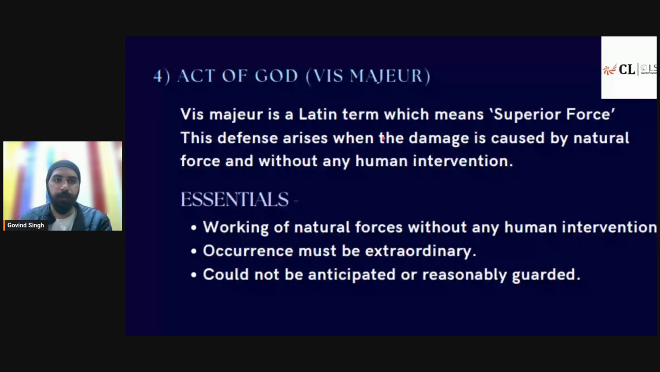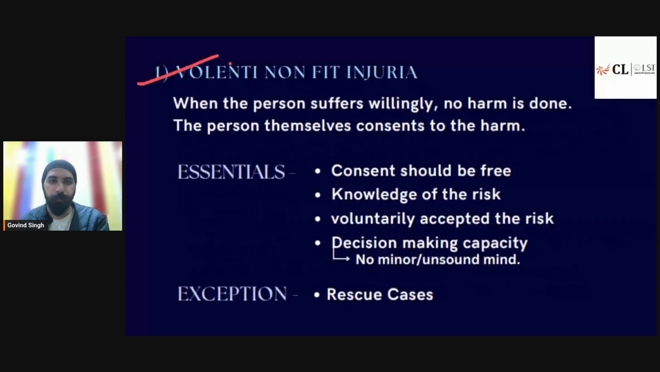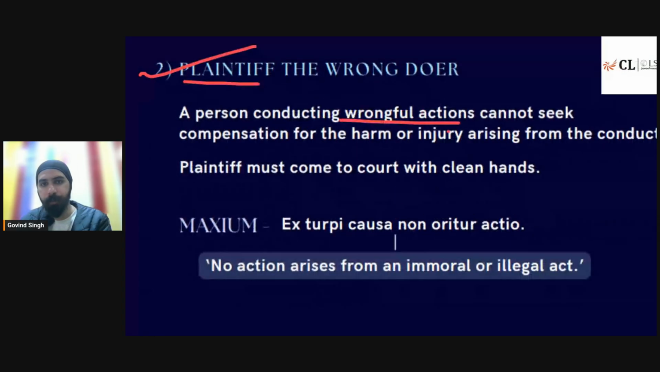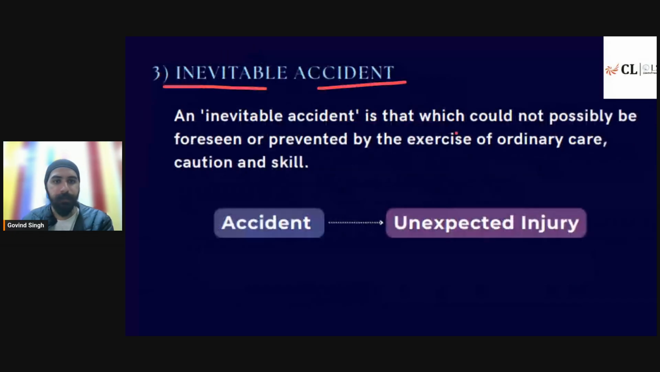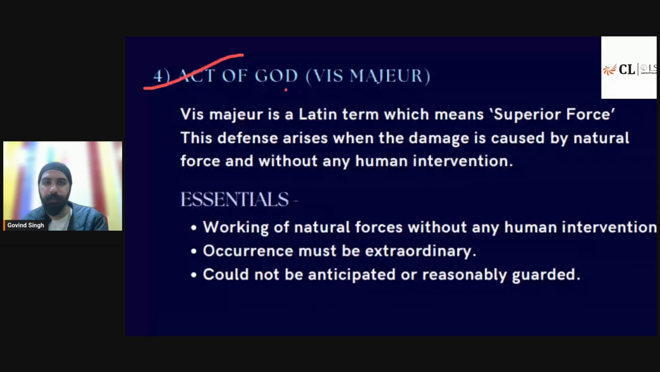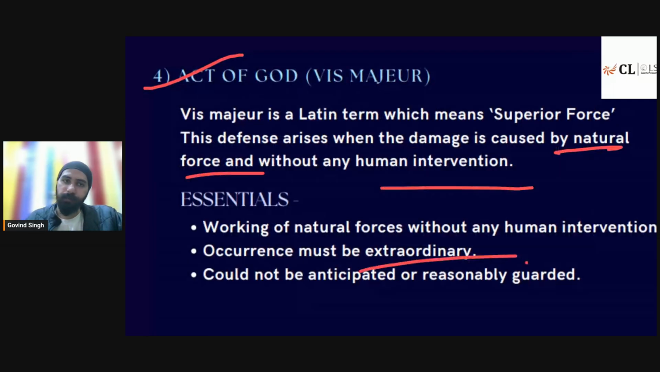The first one was voluntary non fit injuria. You suffer willingly, put yourself to the risk. Plaintiff the wrongdoer, you doing the wrongful action and then going to the court. Inevitable accident, an accident you cannot foresee or prevent. And lastly, act of God, something which is by natural force without human intervention and extraordinary. And these are the four defenses which we studied in this particular class.